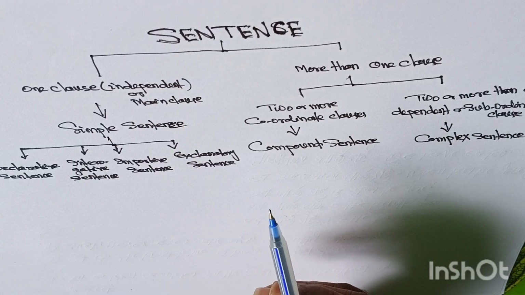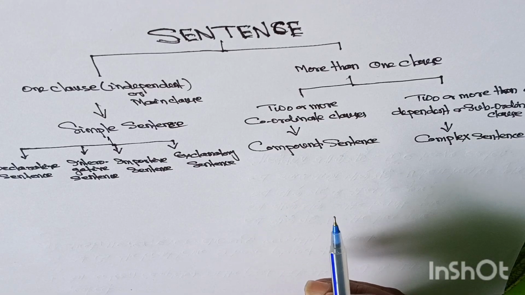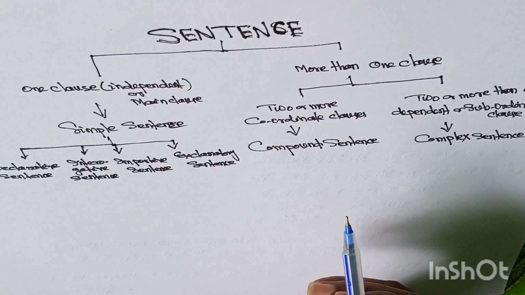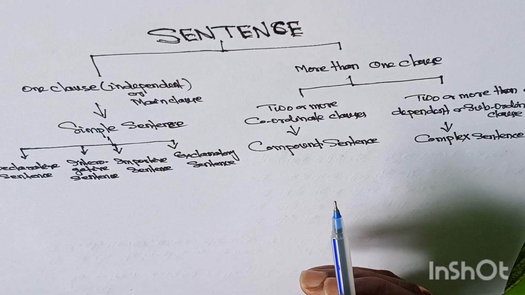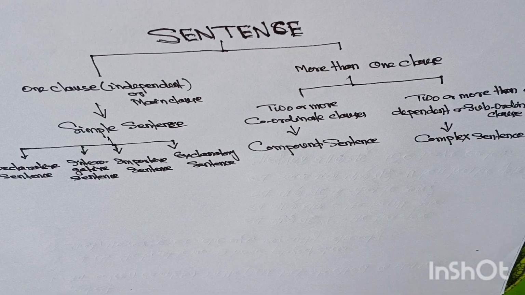A sentence is a combination of words having a complete and independent meaning. The words that are used in a sentence are called parts of speech. That means a combination of words having a complete and independent meaning is called a sentence.